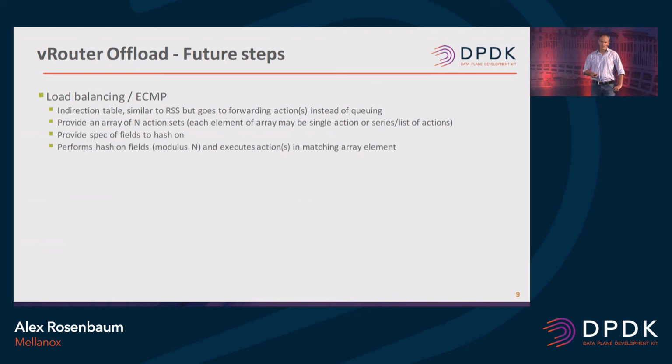So again, some ideas of how to do this. Do we want to provide an array of actions? How do we specify this? How do we specify the hash, which will define the next lookup on the tables and be able to split this into multiple different actions on the way out?